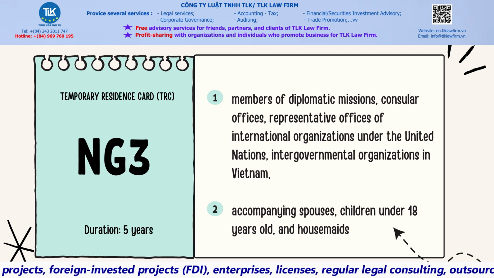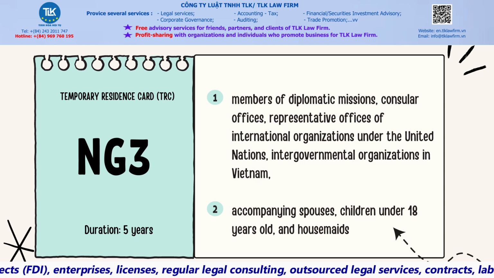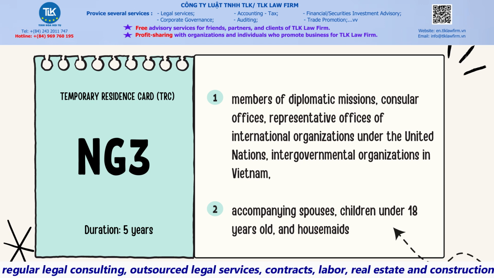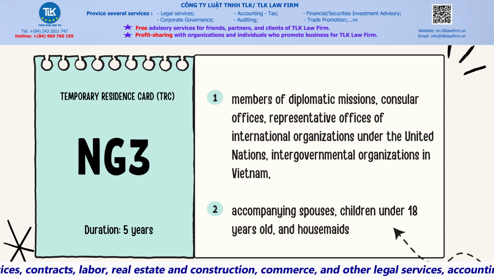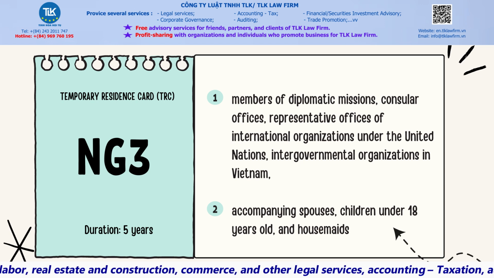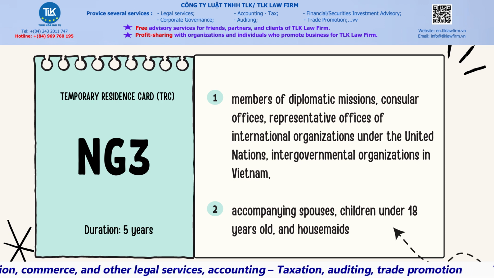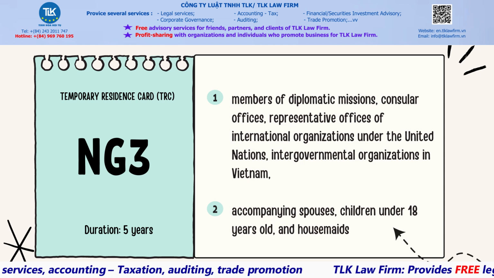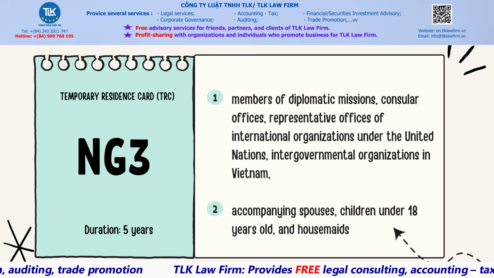Secondly, a TRC with a maximum duration of 5 years, bearing 6 respective symbols. 1. NG3 is for foreigners who are members of diplomatic missions, consular offices, representative offices of international organizations under the United Nations, intergovernmental organizations in Vietnam, and their accompanying spouses, children under 18 years old, and housemates during their term.